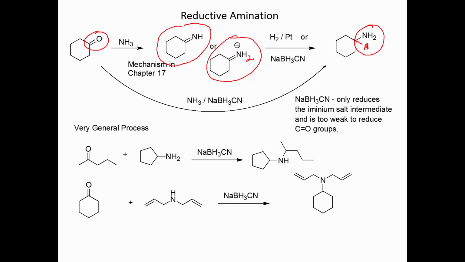Okay, what's really slick about this reaction is that you can do it all at once. Okay, so if you take ammonia and sodium cyanoborohydride, it only reduces the aminium salt. If you used sodium borohydride in the one-step reaction, you might have a problem.